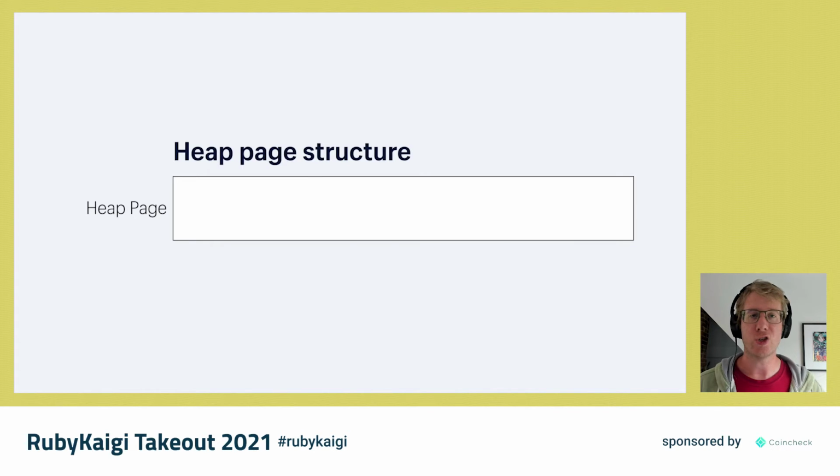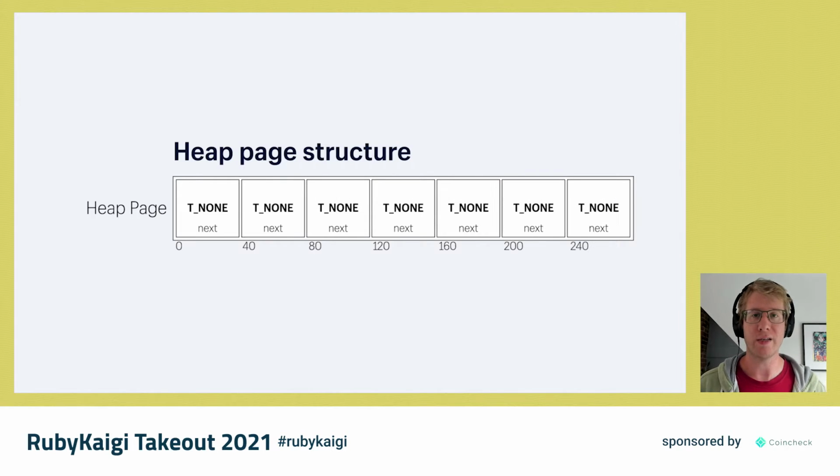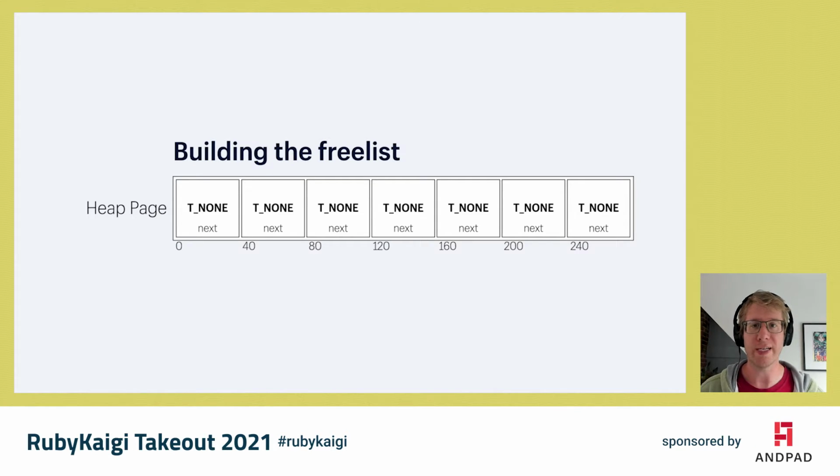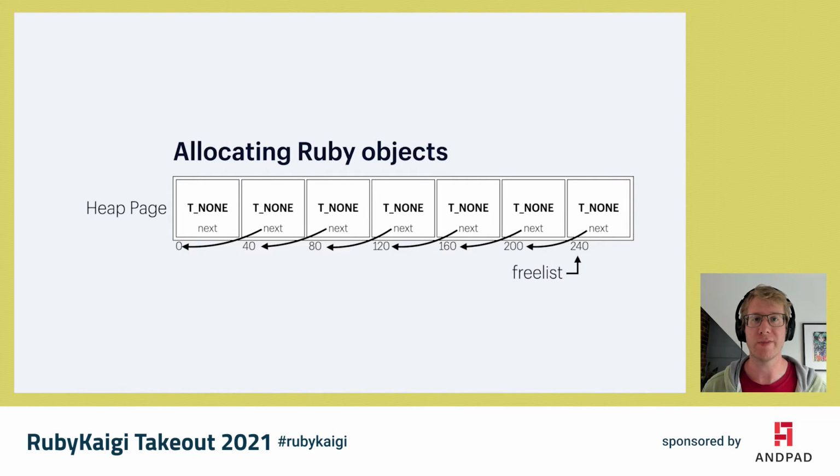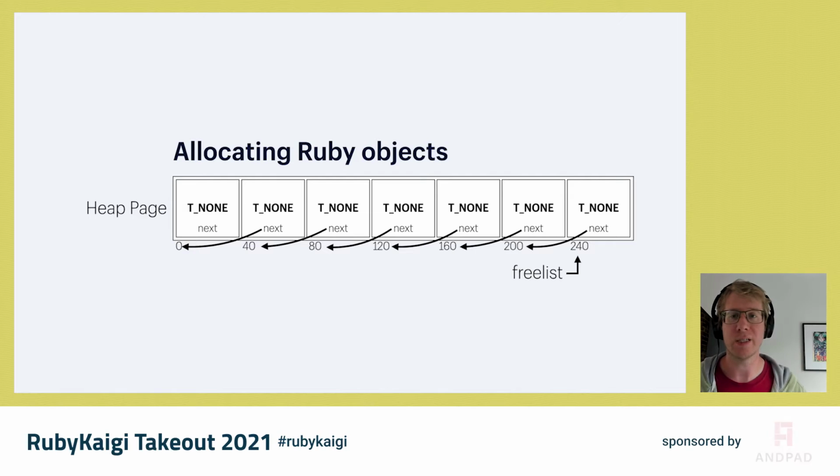Initially, when the heap page is created, all the slots will be filled with RVALUEs containing a special internal type called tNone. This type represents an empty slot. It contains only flags and a pointer value called next that can point to another RVALUE. This allows these empty slots to be linked together to form a data structure called the freelist. When a heap page is initialized, Ruby walks up each page, visiting each slot in turn. As it gets to each slot, it sets a pointer on the heap page called the freelist pointer to the address of the slot, and sets the slot's next pointer to the address of the previous slot it visited, creating a linked list of empty slots.